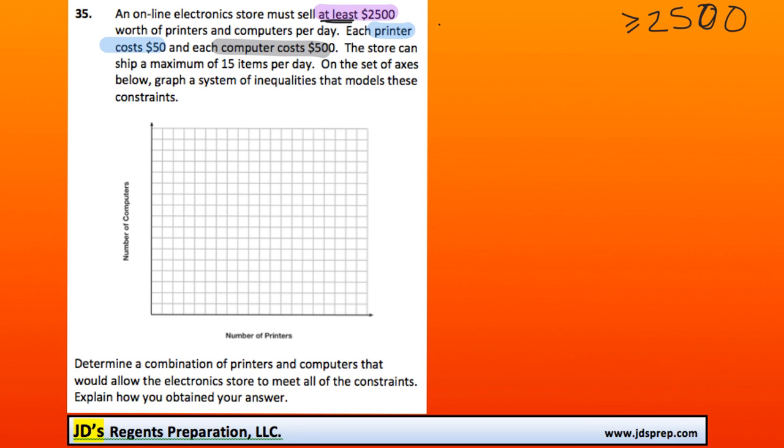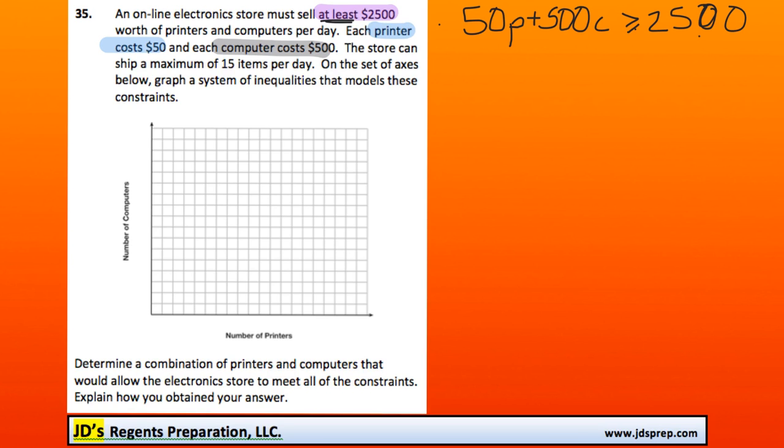So each printer is $50. If we did 50 times P for printers, that would be how much money they're making on printers. And then each computer is $500, so we would do 500 times C for the number of computers they sell. So 50P plus 500C would represent the amount of money they're making on printers and computers, and we want them to make at least $2,500. So that's our first inequality.